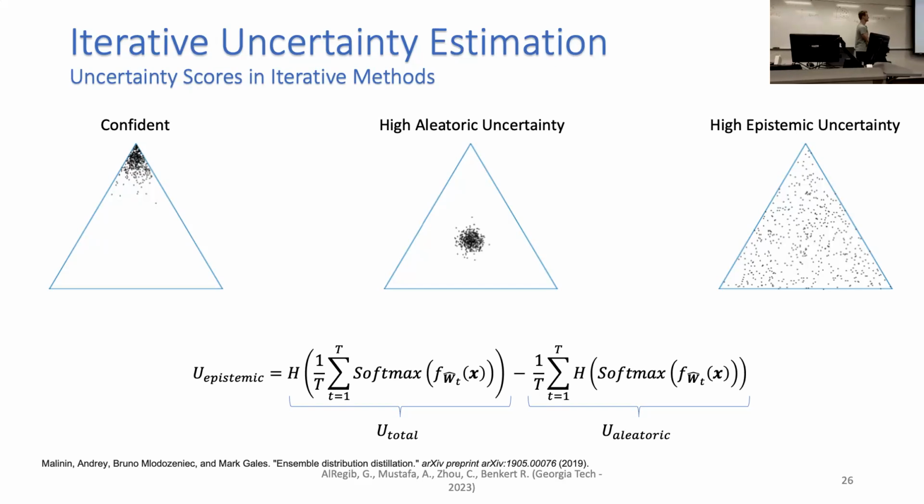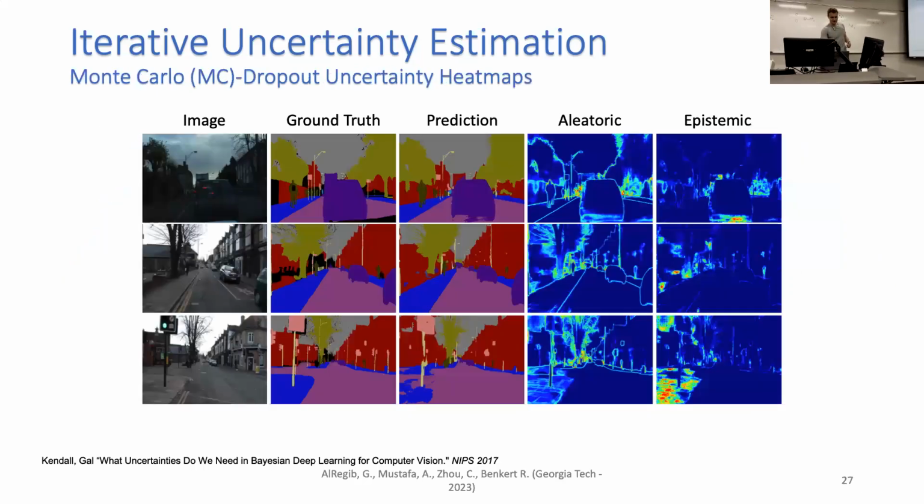So it's not as daunting as it looks, or at least I hope so. And that gives you the epistemic uncertainty in the end, which captures the spread. Now, this is super effective. As I already said, it's one of the most widely used uncertainty estimation techniques out there. And I want to show you an example here.